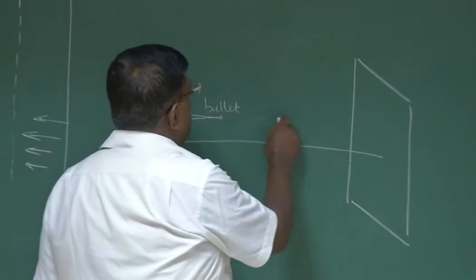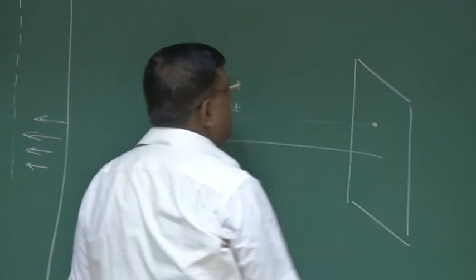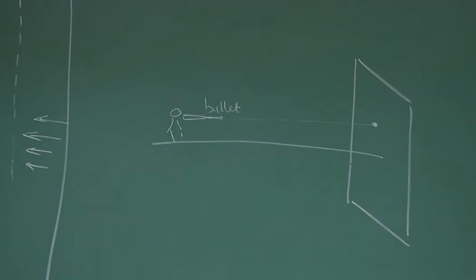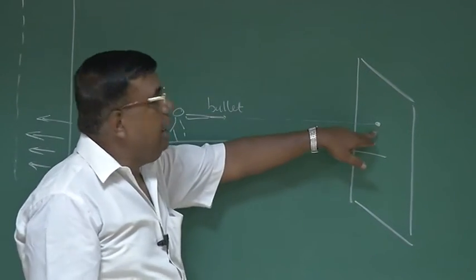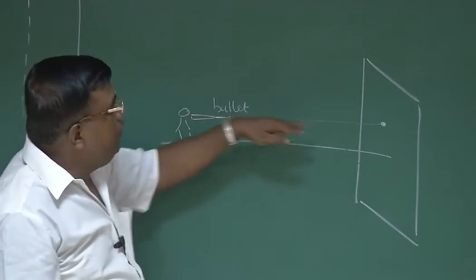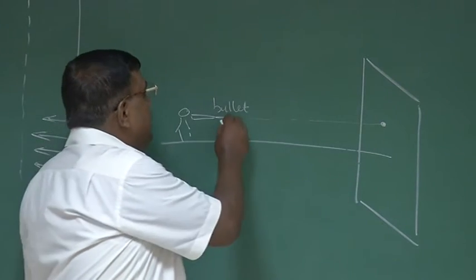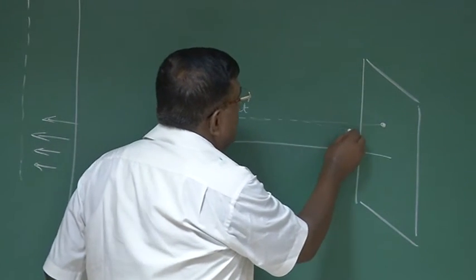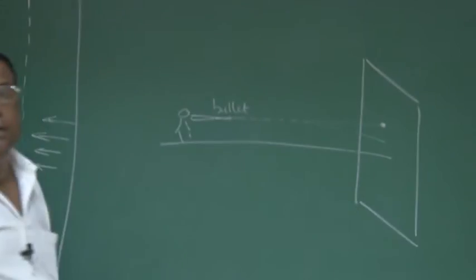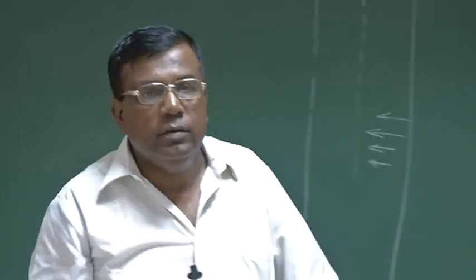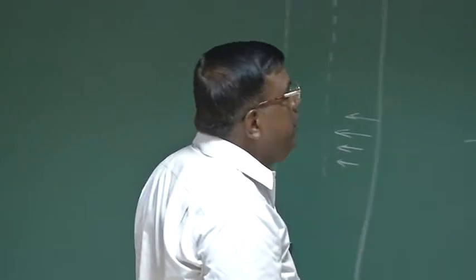And you are asked to hit this point. What will happen? If you aim your bullet exactly at this point, you know that it will never hit because of gravity, this will fall like this. So gravity is constantly pulling it down. So what is the clever way of doing it?